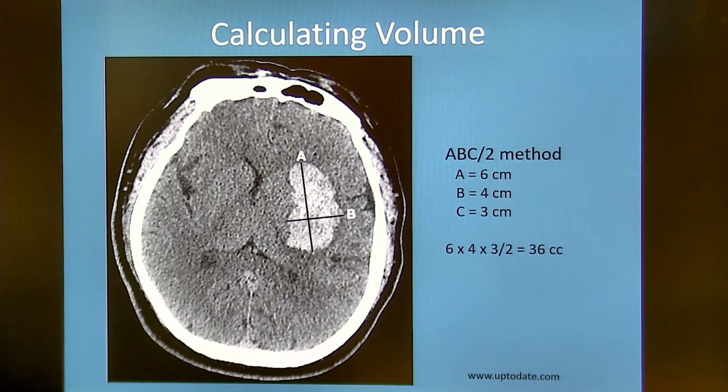The volume of the bleed is an important component of various scoring systems practitioners use to prognosticate. The most common way of calculating volume is what's known as the ABC/2 method. In this example, the greatest width and length is 6 and 4 centimeters, and the height is 3 centimeters. When you use the ABC/2 method, it calculates a volume of 36 cc's of blood.